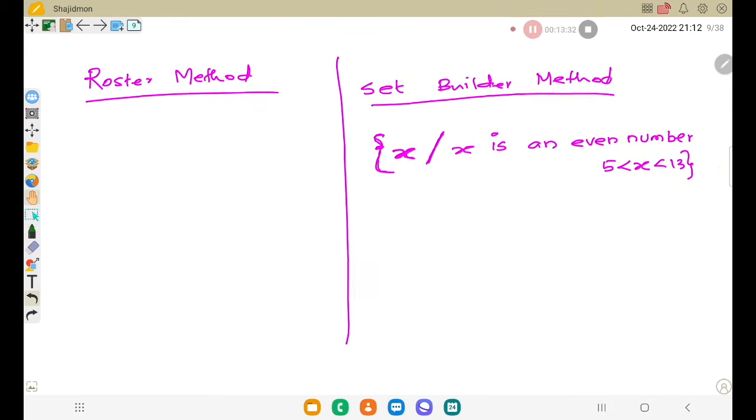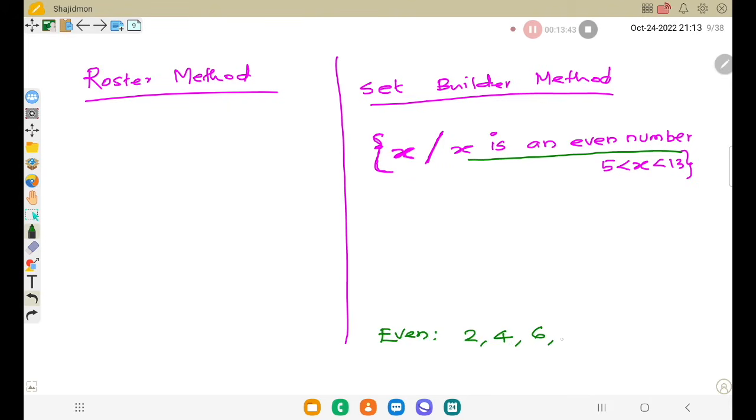For example here, set builder method. So what are the numbers? x is an even number. You know what an even number is, correct? 2, 4, 6, 8, then 10, then 12, then 14, then 16, it continues like that, the set of all even numbers. Then x should be in what range? 5 less than x less than 13. That means starting from 5 and ending at 13. In between 5 and 13, what are the even numbers? That we need to write here.